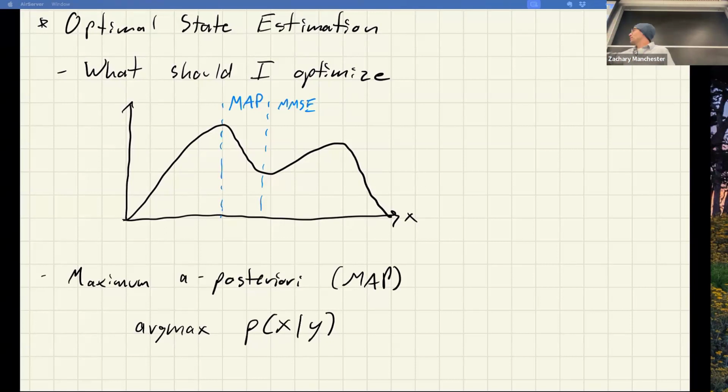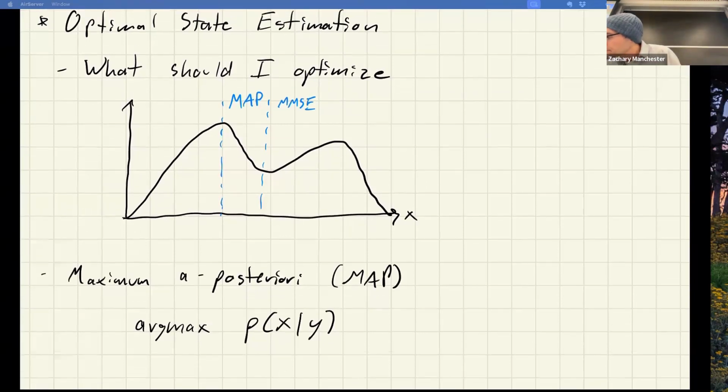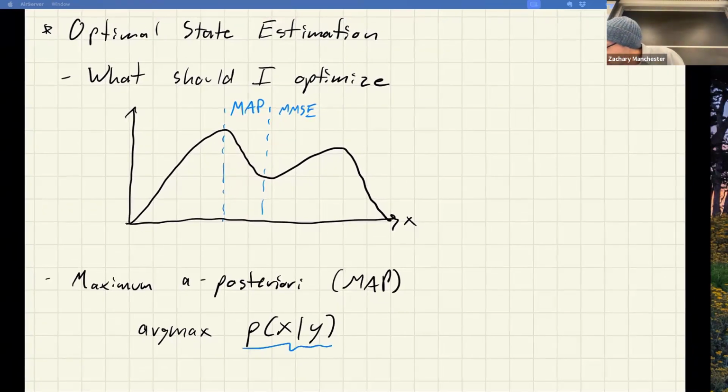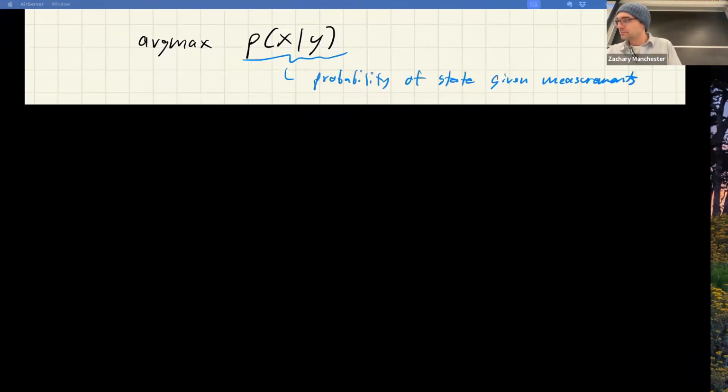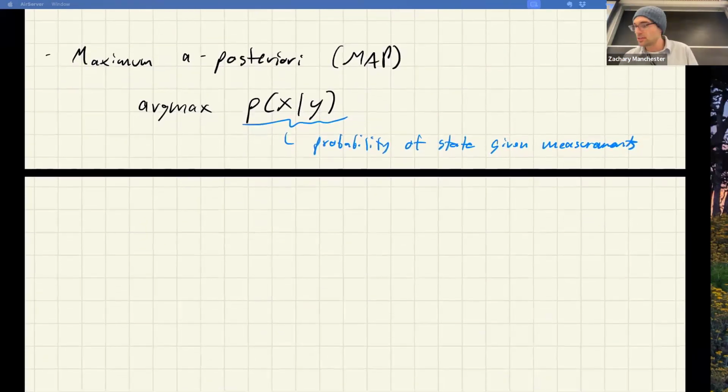And now I want to say, okay, what should I return? One option is the peak. That's that guy. And this is the probability of state given measurements. Okay, cool. And then the other one is this MMSE thing.